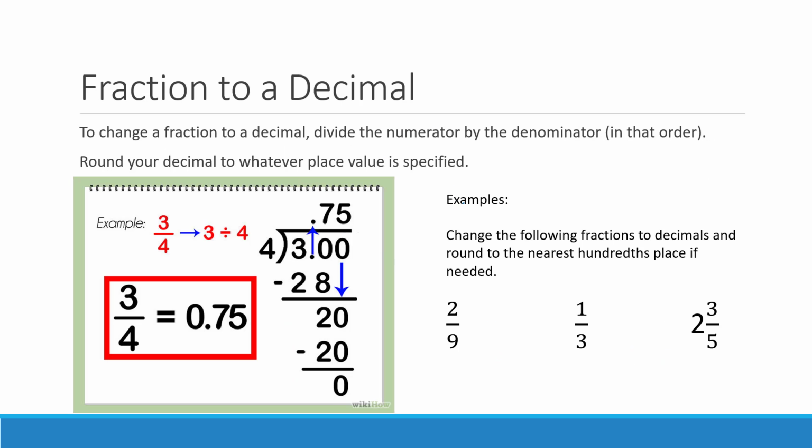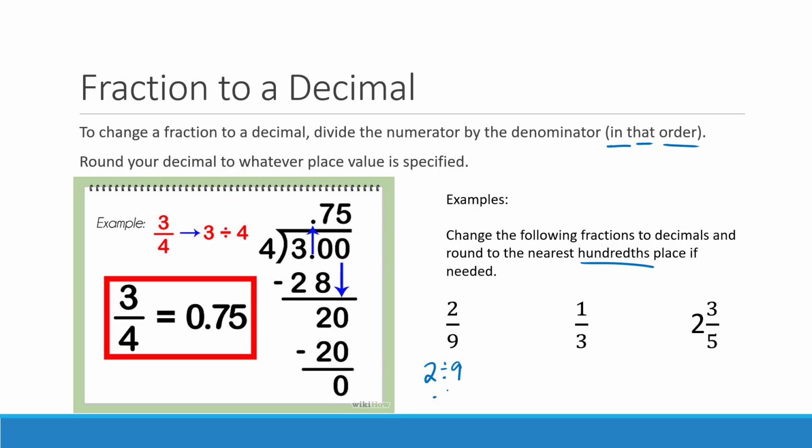Now, if you're going the opposite direction, so if you're going from a fraction to a decimal, you divide the numerator by the denominator in that order. So this is very important. When you're putting this in your calculator, you are typing in 2 divided by 9 in that order. So when you type in 2 divided by 9, you get 0.22 repeating.